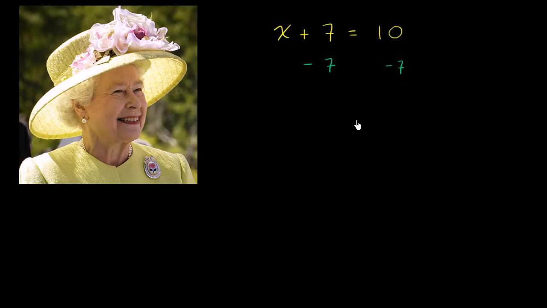Going back to our scales, that's so that we can keep our scale balanced. So we can say that the left is still equal to the right. And so what we're going to be left with is x, and then the 7's cancel out, is equal to 10 minus 7, which is equal to 3. So that unknown is 3. And you can verify it. 3 plus 7 is indeed equal to 10.